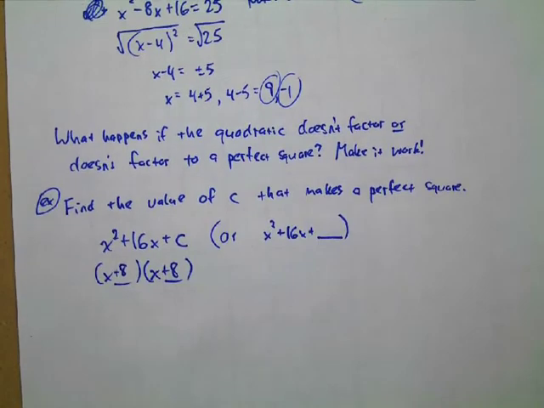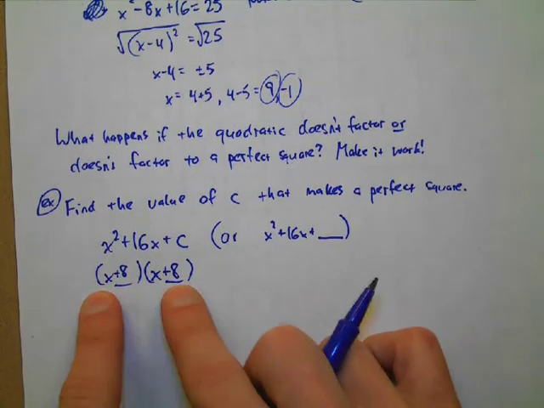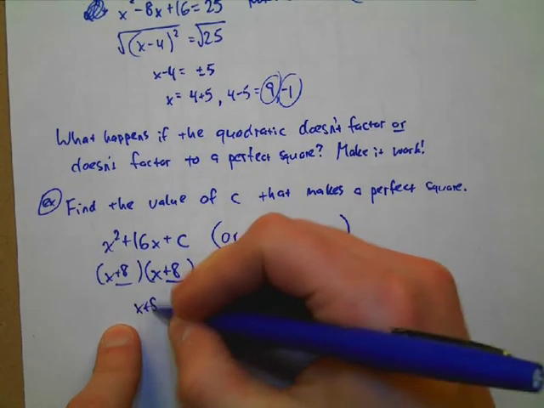So 8 and 8 add to make 16. Okay. I did hear a 4 out there, but 4 multiplies by itself to make 16. We're adding right now. Okay? So there it is. So in other words, (x + 8) squared. That's going to be our goal here.